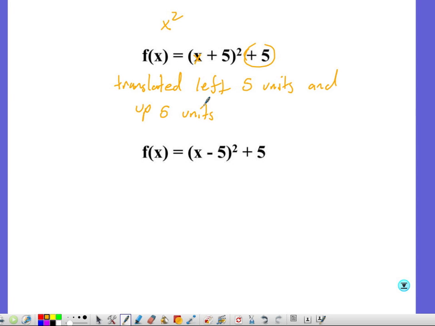So there's different combinations of transformations. There's not just one single transformation that can occur. There can be a combination of transformations. Same thing here. Here it's translated to the right 5 units and, it's still positive 5, so up 5 units. Alright.